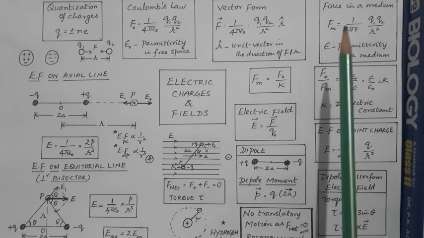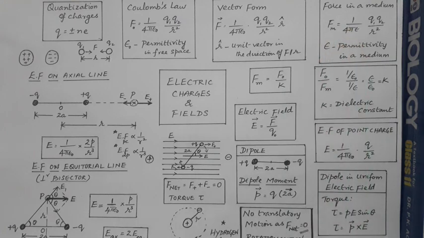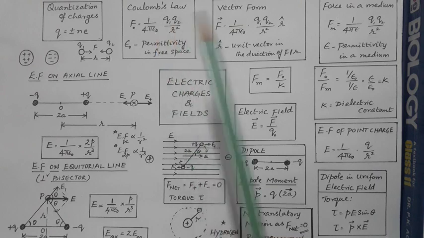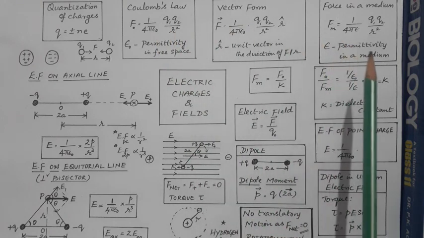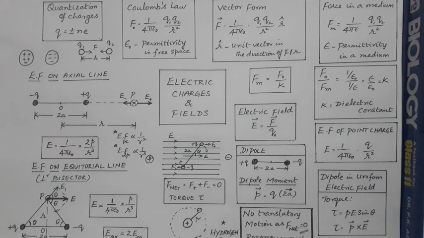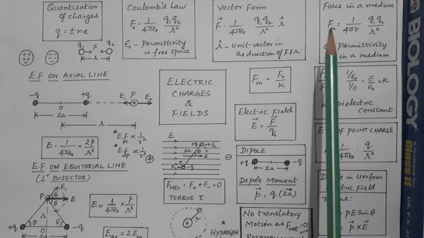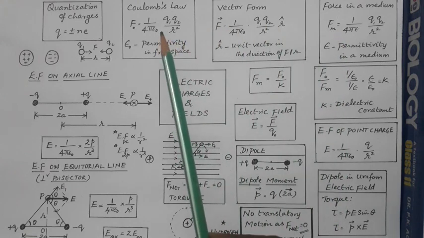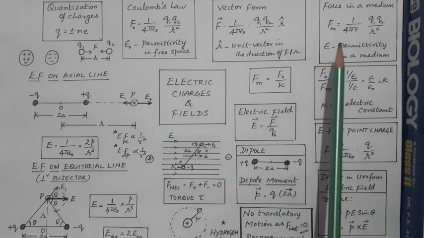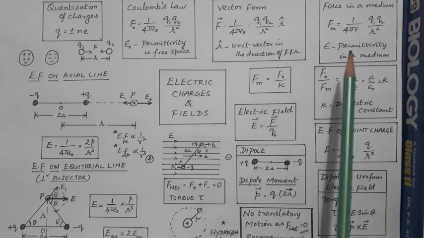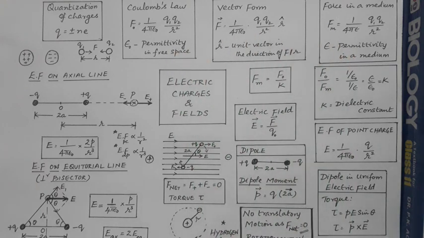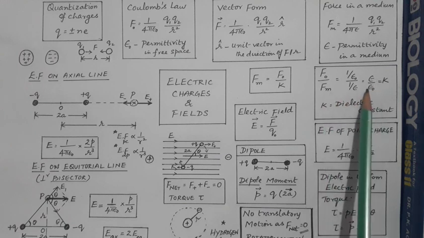Force in the medium will be 1 upon 4 pi epsilon. Here it is not epsilon naught, it is epsilon. Epsilon is the permittivity of the medium. Otherwise everything remains the same. Now, what is the relation between epsilon naught, in free space, and epsilon, in a medium? That relationship you can obtain: F naught upon F medium gives epsilon upon epsilon naught, which is K.